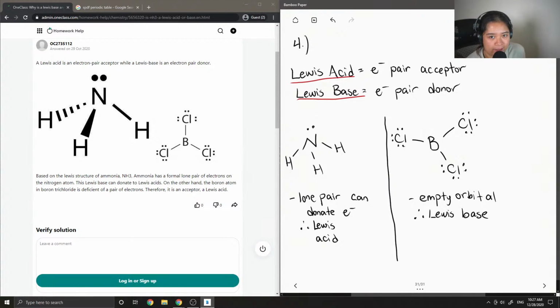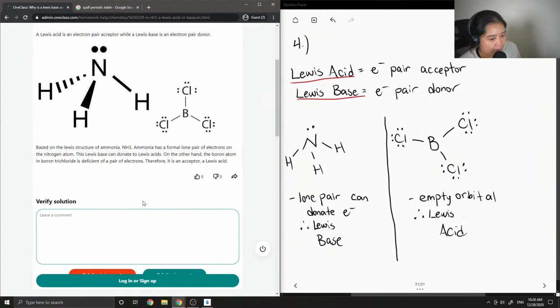Oh yeah, so I got the two mixed up here. Yeah, so the lone pair can donate electrons, so this makes the NH3 a Lewis base. And the BCl3 has an empty orbital, so it can accept an electron pair, which makes it a Lewis acid. Okay, so sorry about that. I got kind of confused. But the junior tutor is correct.